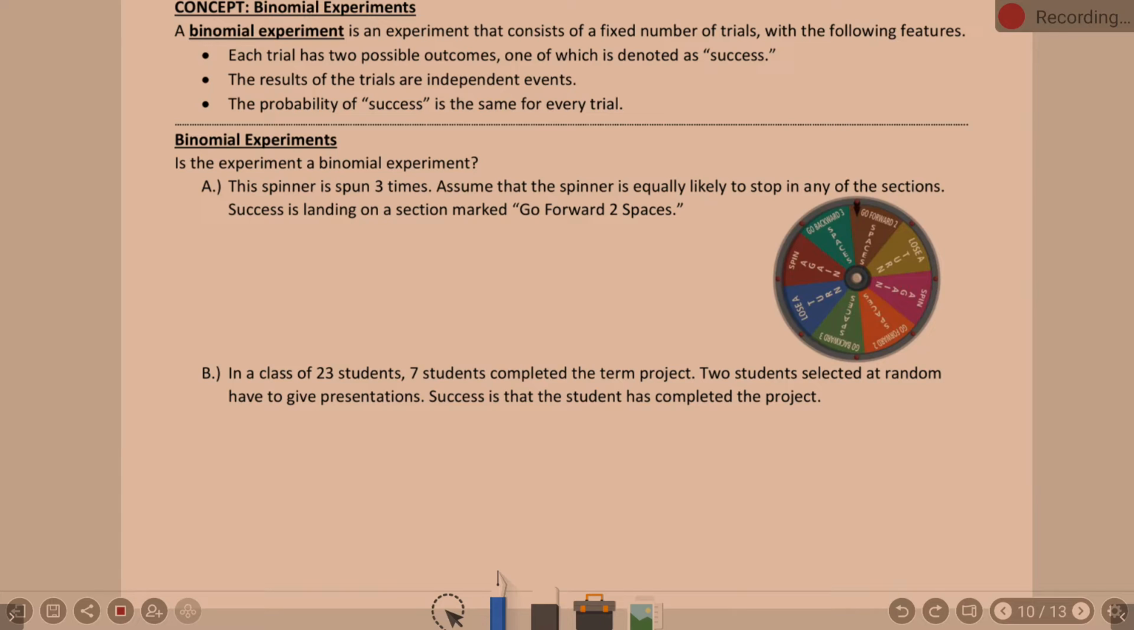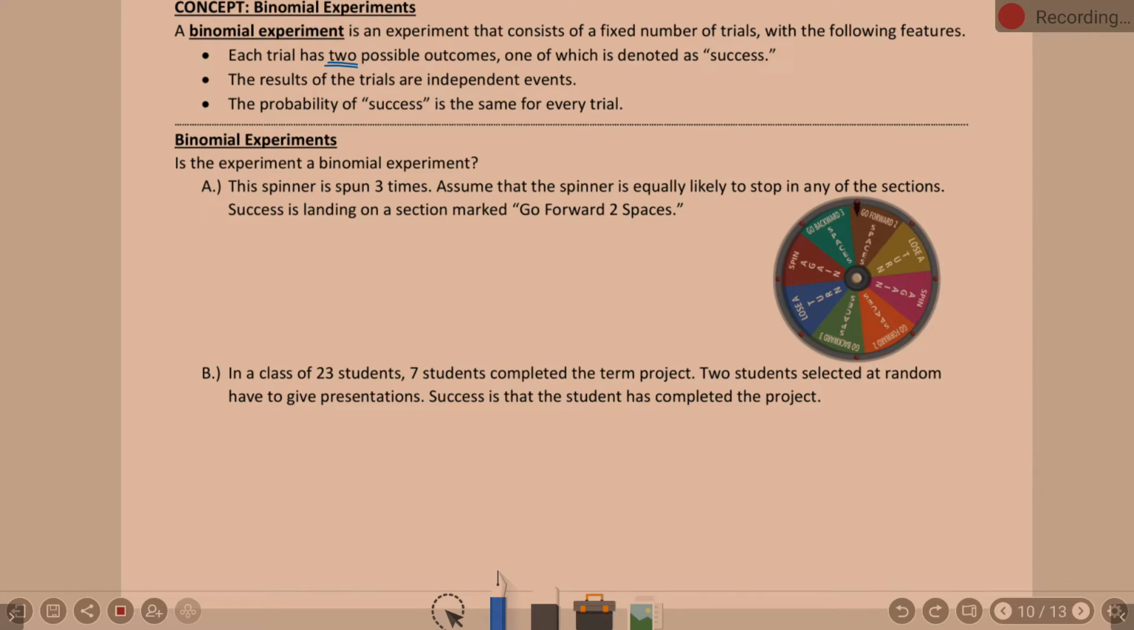A binomial experiment is an experiment that consists of a fixed number of trials with the following features, okay? First of all, each trial has 2 possible outcomes, one of which is denoted as success. So kind of like yesterday when we were pulling the election buttons out of the box, right? You could pull out a TO button or a Henry button, if I recall. Yep. Okay. With that, we kept talking about TO, and so TO was a success. Anything else you grabbed was not a success. Okay, so each trial has 2 possible outcomes, only 2.